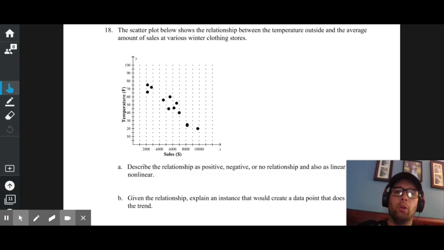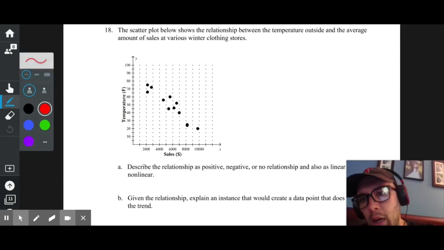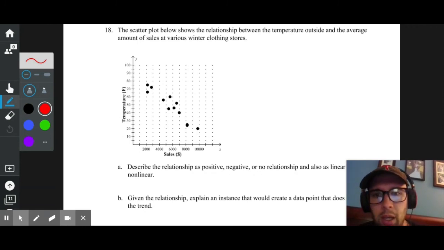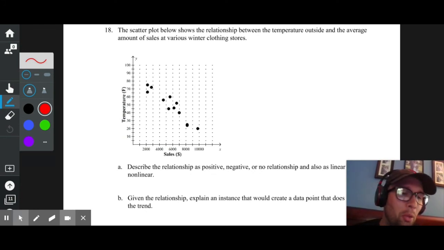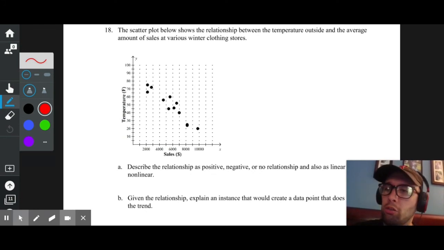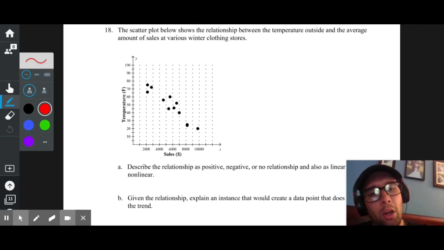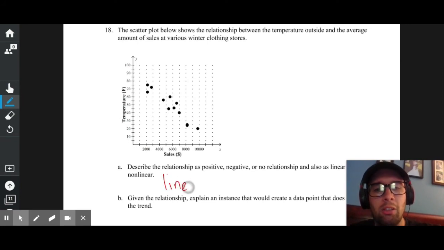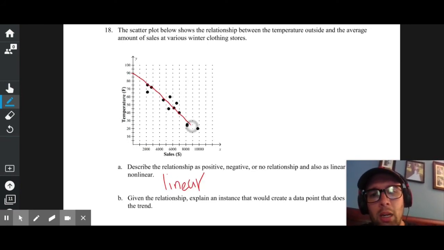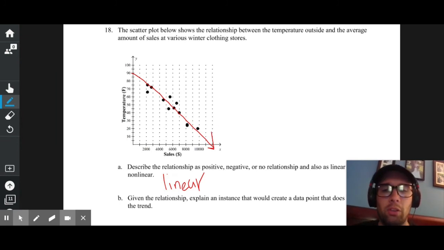The scatter plot below shows the relationship between the temperature outside and the average amount of sales at various winter clothing stores. So it seems to me, this data over here, the higher the temperature, the less sales that is made at a winter clothing store. Makes sense to me. Describe the relationship as positive, negative, or no, and also as linear or nonlinear. Well, this is linear because it creates a line, not a perfect line, but it follows the behavior of a line. And this is a negative correlation.